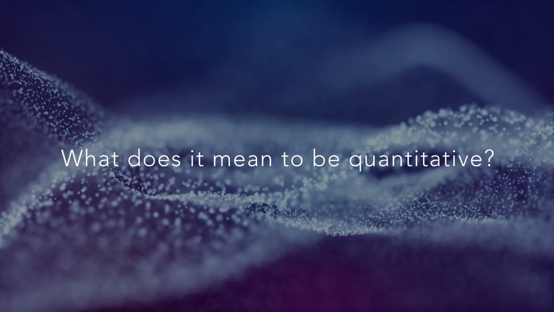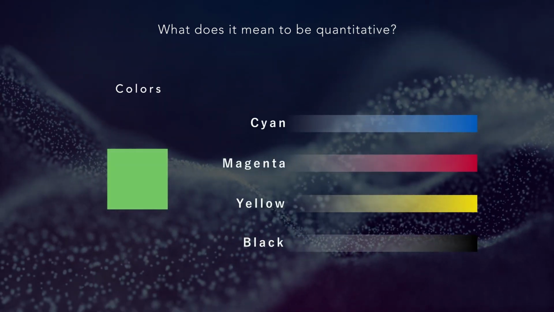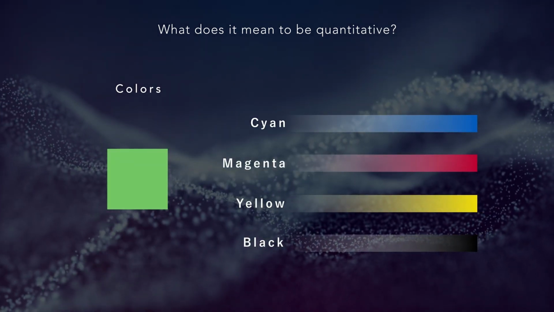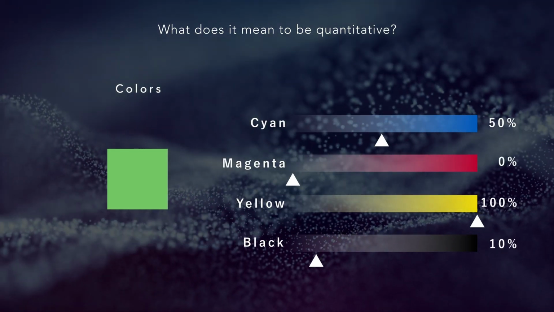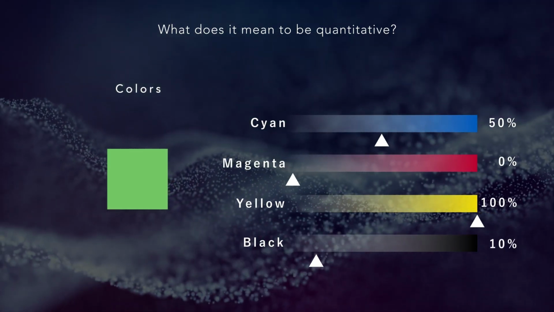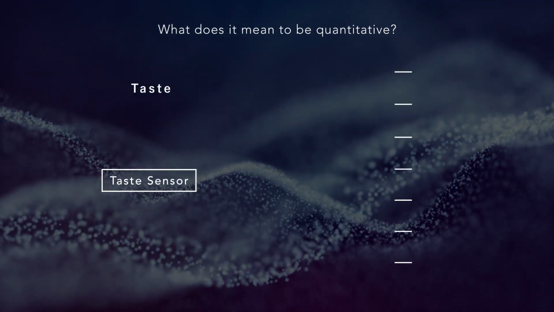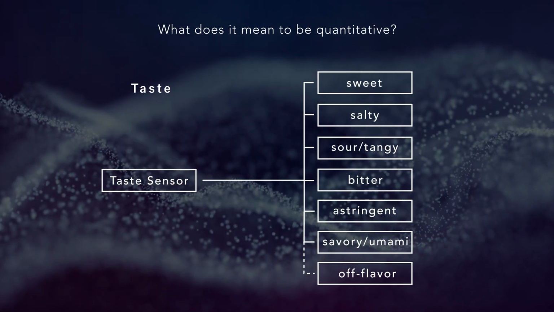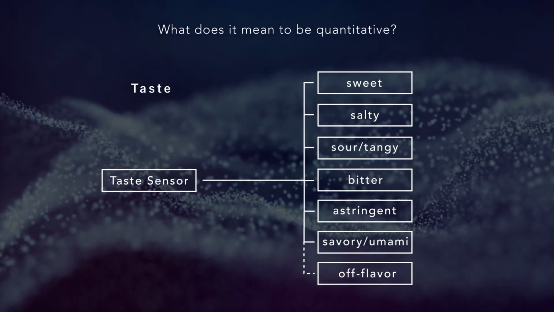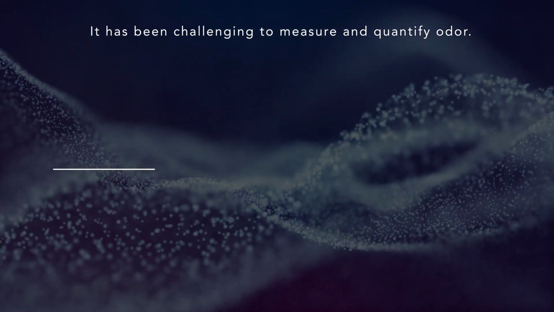What does it mean to be quantitative? For example, colors are determined by the ratio of CMYK, cyan, magenta, yellow, and black, as used in color printers. Another example is taste. Taste is assessed by scaling a combination of 6 different perceptions. It has been challenging to measure and quantify odor.